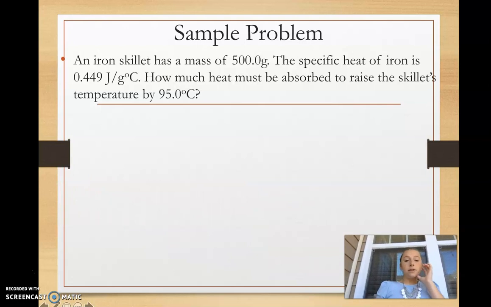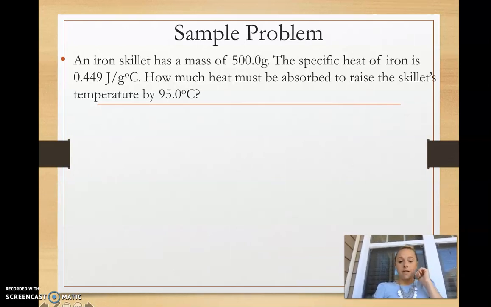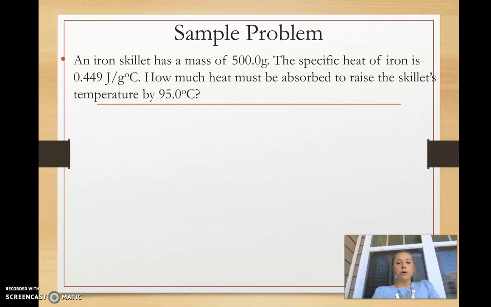It says an iron skillet has a mass of 500 grams. The specific heat of the iron is 0.449 joules per gram Celsius. How much heat must be absorbed to raise the skillet's temperature by 95 degrees Celsius? So before I show you what we have, pause this and see what do we have. What is going to be our M? What's going to be our C? What's going to be our delta T? So go ahead and you can pause that and try to figure that out.